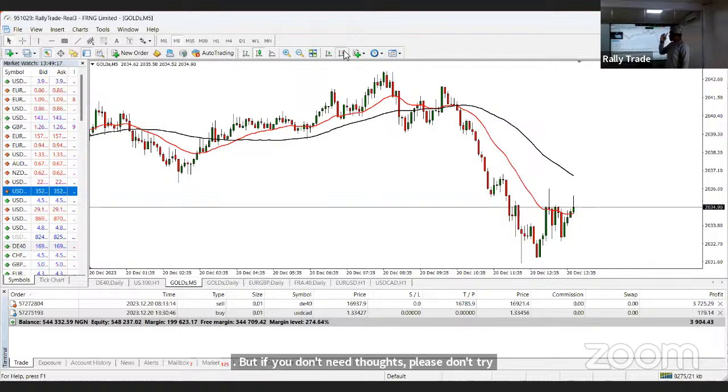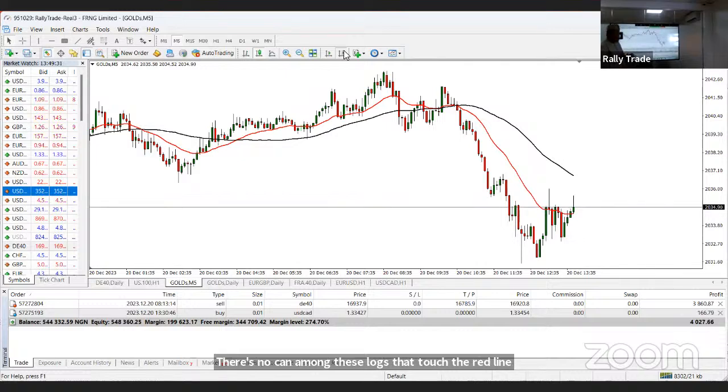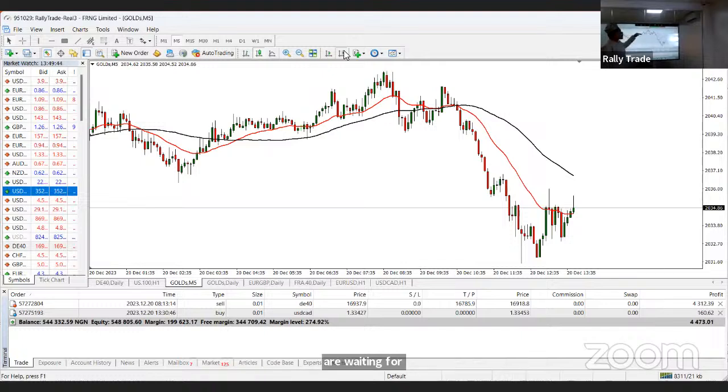Like this one now. The candle that crossed is not the candle that touched. After this red crosses the black, there's no candle among this lot that touches the red line or the black. So you stay away, you wait. You need to wait for the price to return to either the red or the black. And this is the first returning point, this one. So this is where you now come back. After this touch, you are waiting for the candle to begin to close above this level. You can place the buy and quietly collect your money.